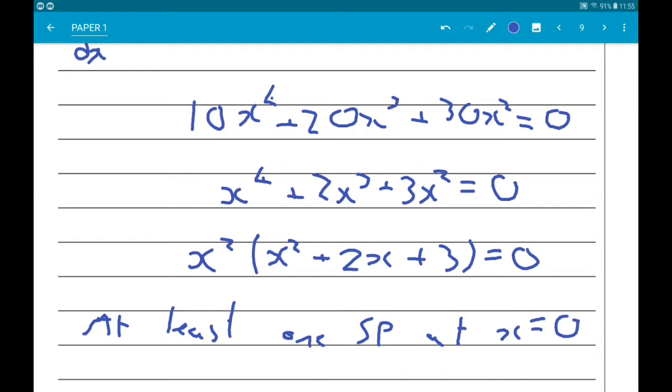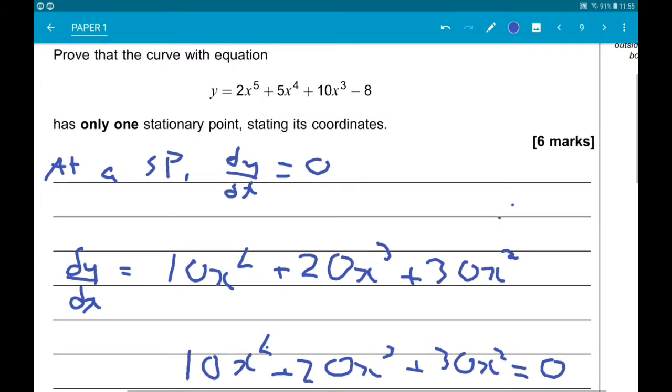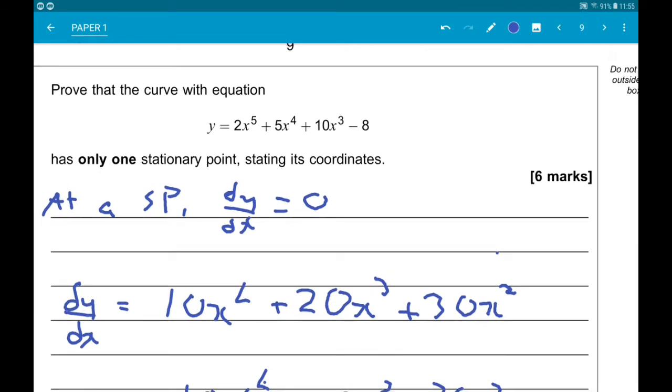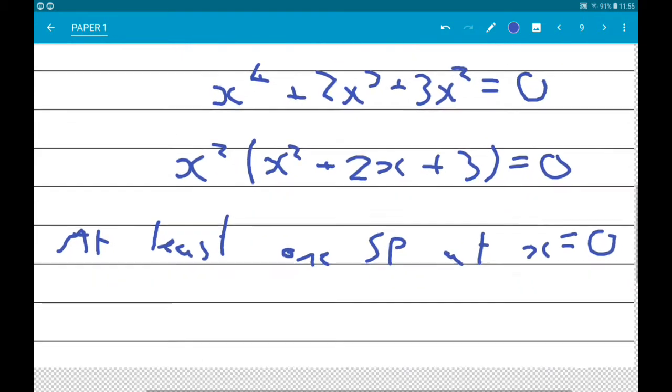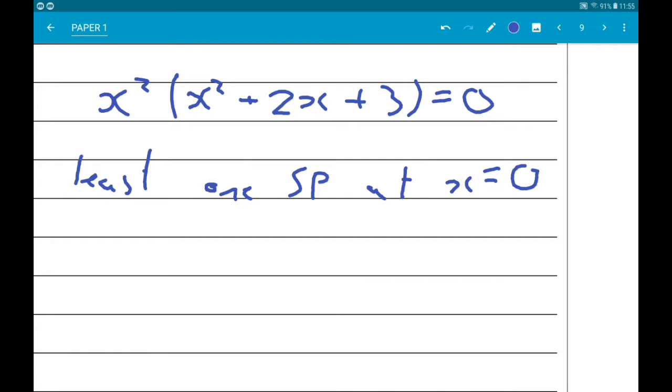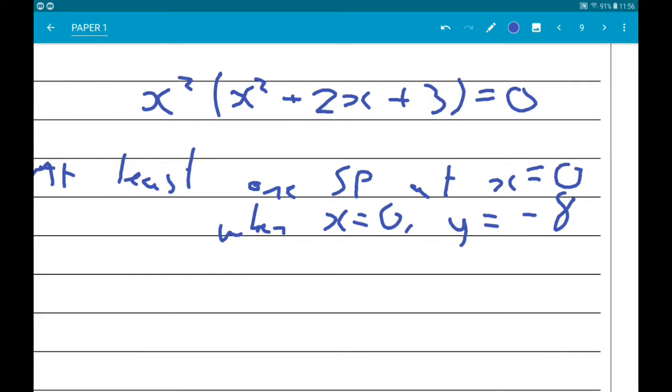We can find the y coordinate of that point by substituting x into the original equation. And we can see from that when x is 0, y is going to be minus 8. So there is a stationary point at 0, minus 8.